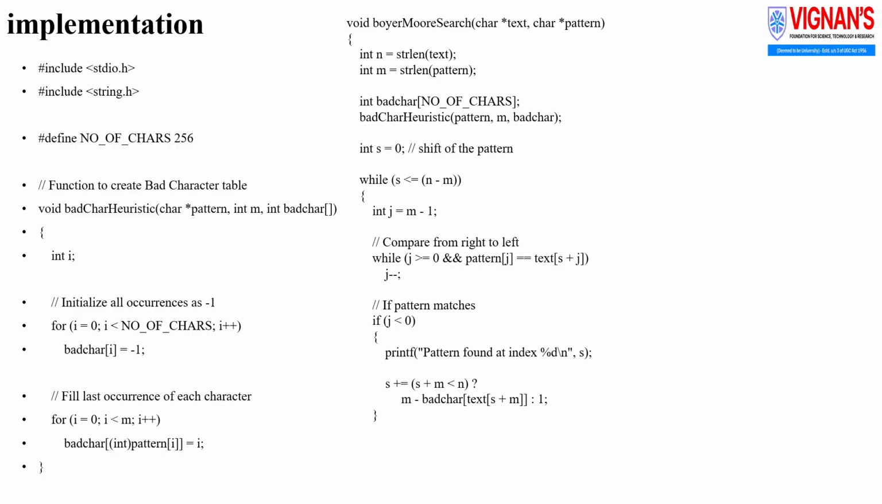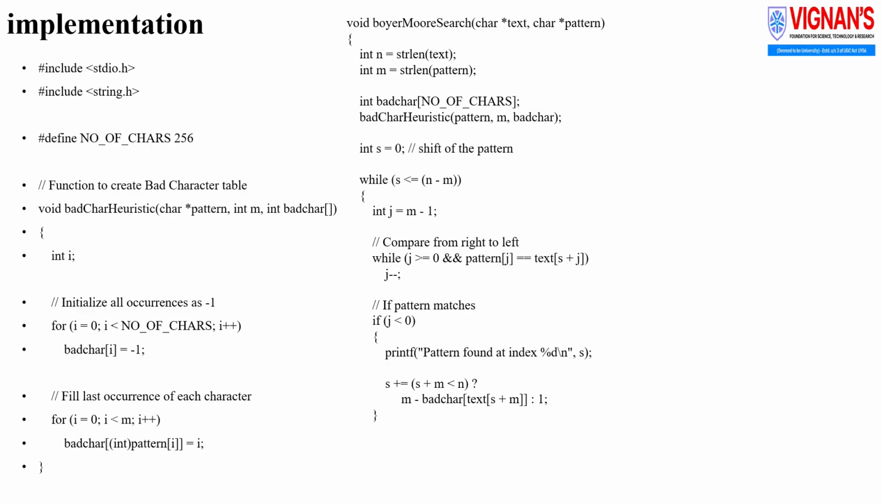Case handling: when a mismatch occurs and the character in the text does not exist in the pattern at all, the algorithm shifts the entire pattern past that mismatching character. This is because any alignment before that point would still result in a mismatch, making those searches useless.